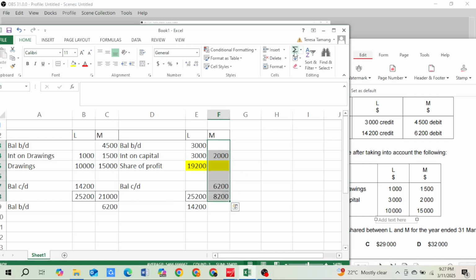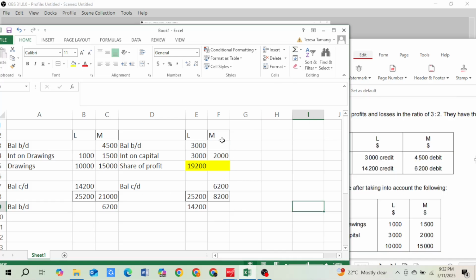Out here it is 8,200. The total on the debit side is 21,000. The total on the credit side is 8,200. So 21,000 minus 8,200, that's giving 12,800. So this is the share of profit for M.